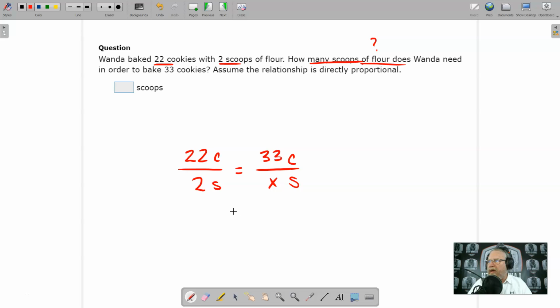Well, let's use some cross products. 22 times X is 22X, and 2 times 33 equals 66. Let's divide both sides by 22, and X should equal 3 in this case. It would take 3 scoops of flour for 33 cookies.